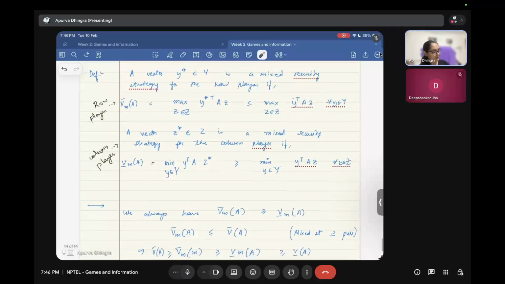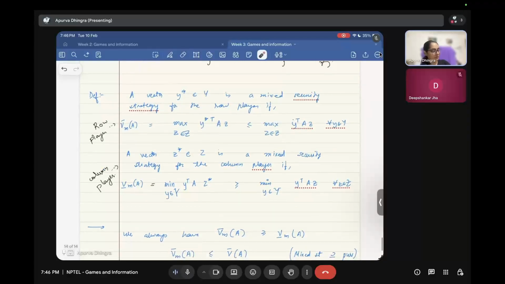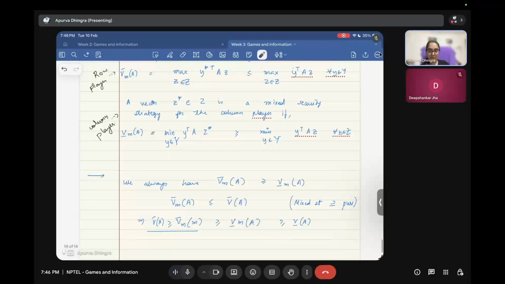compare these, right? We have already seen what happens if we are talking about the original players. If you're talking about the row player and the column player, if they were playing pure strategies, what happens? And we have seen the comparison between these two. It's the V bar, this one, that will be greater than or equal to the V dash. We would expect something similar happening here also.